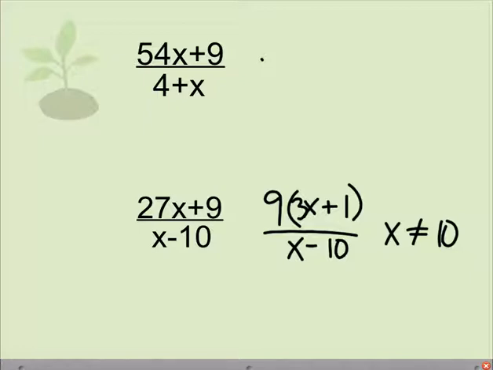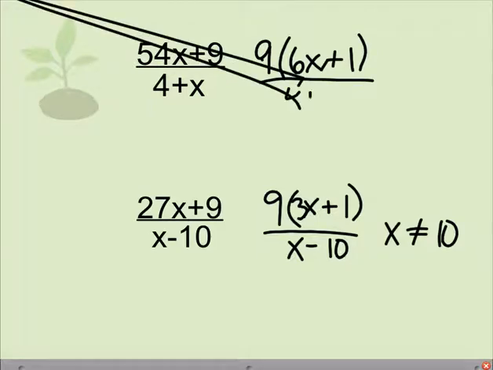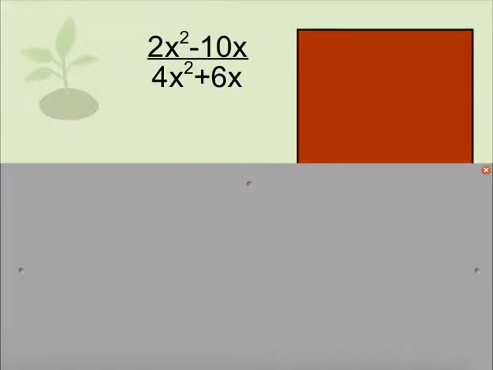And for the top one, we need to factor it. Okay, so we check and make sure 9 is in common, so we say we have 6x plus 1 over 4 plus x. There is nothing to simplify, but we do need to check. So we still have x cannot be negative 4. Okay, let's try some other ones.